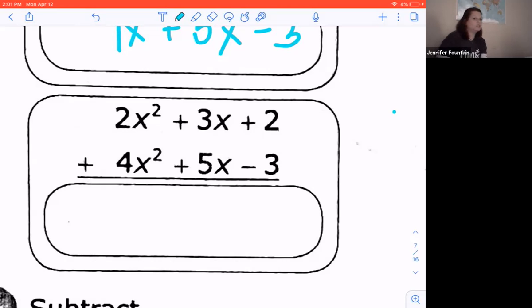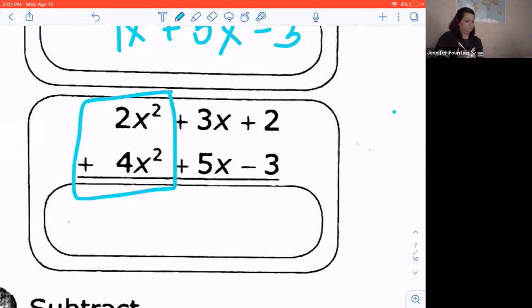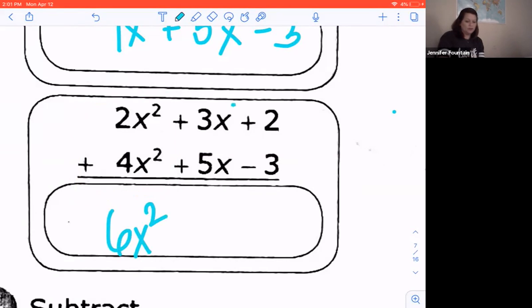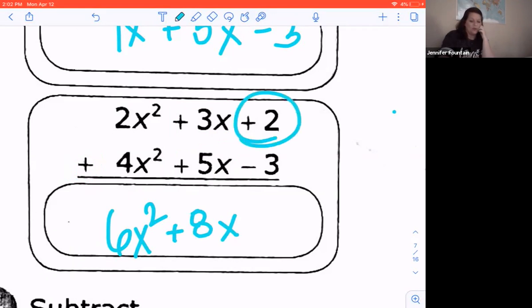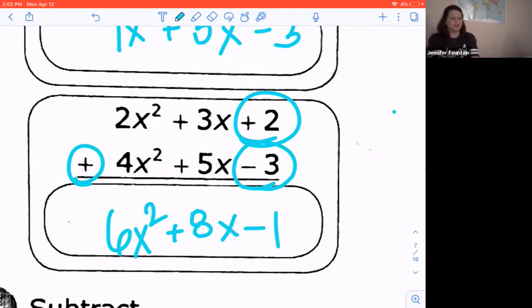Okay, so I've got 2x squared plus 4x squared equals what? 2 plus 4? 6x squared. Now, I've got 3x plus a positive 5x. What is 3x plus 5x? What's 3 plus 5? 8. Keep my variable of x. Now, I have positive 2 plus negative 3. 2 plus a negative 3 is the same as 2 minus 3. Take the sign of the larger, find the difference. So 6x squared plus 8x minus 1.